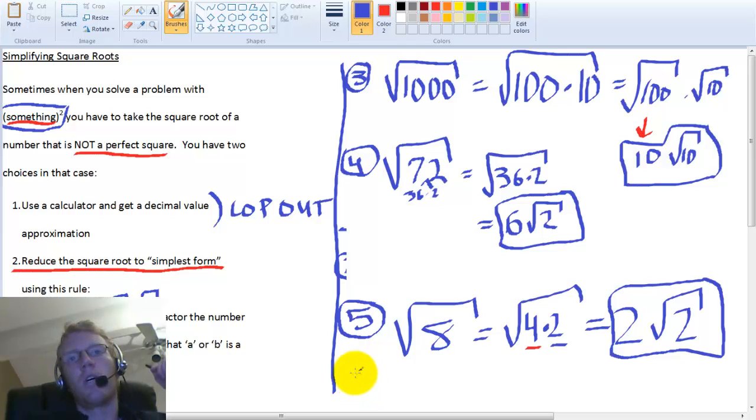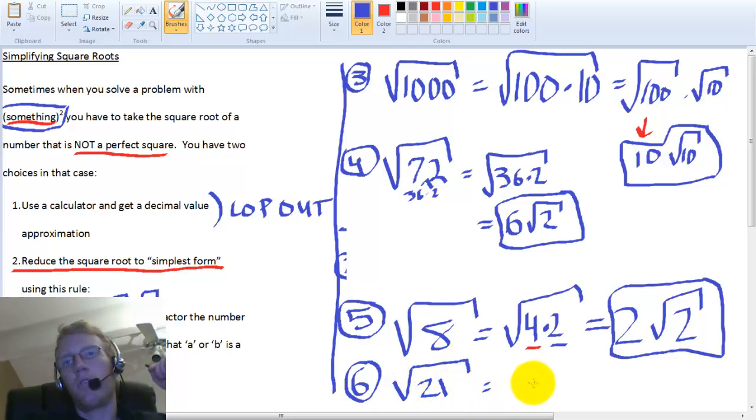Square root of 21. Okay. 21 factors into 3 times 7.